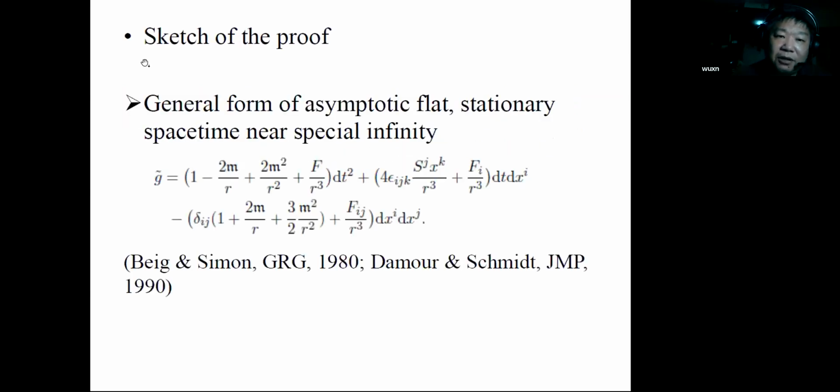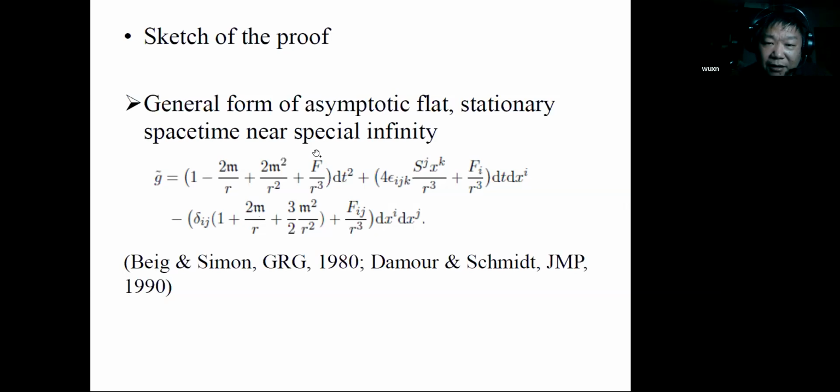Okay, here we talk about the sketch of the proofs. The first one is why we need the stationary condition. It only means that for a stationary empty spacetime near spatial infinity, we can have the following asymptotic expressions for the metrics. And this result was obtained by Beig and Simon in the 1980s, and also Damour and Schmidt in the 1990s.